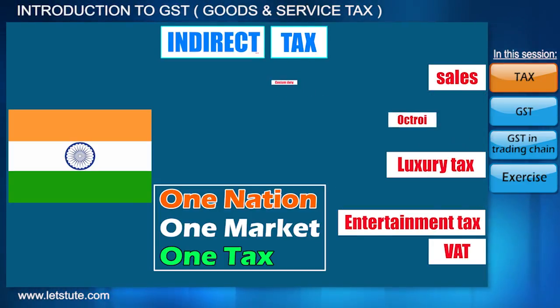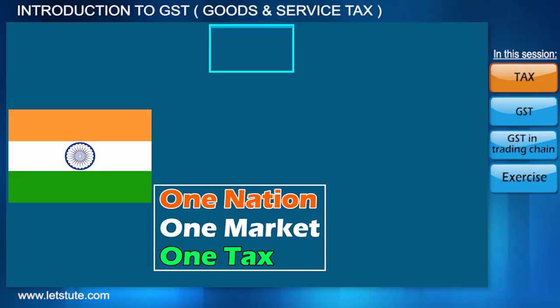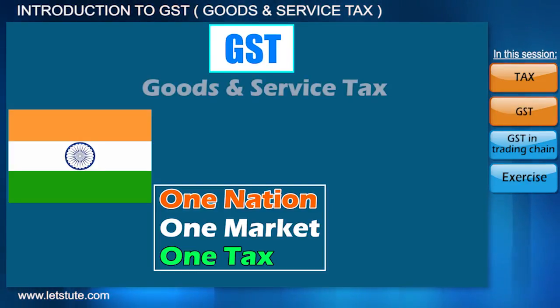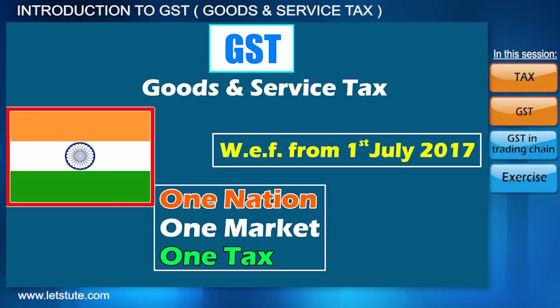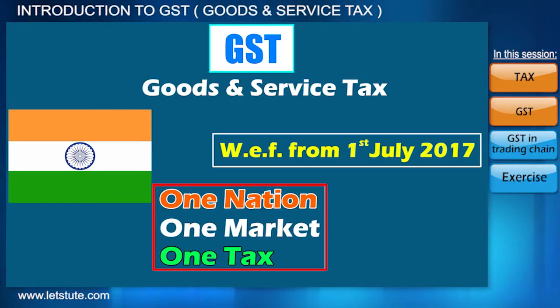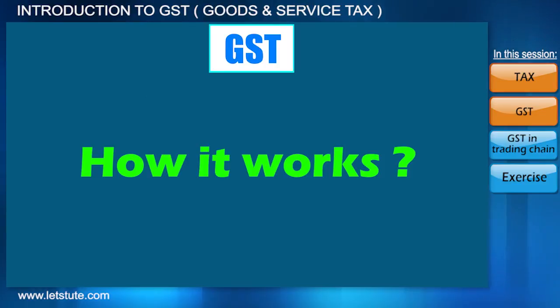And now onwards, there is only one tax in the category of indirect taxes in India called GST, Goods and Service Tax, with effect from 1st July 2017. India is not the only country having this system, but in many other developed countries, system of one tax already exists. So let's see the mechanism of GST and how it works.